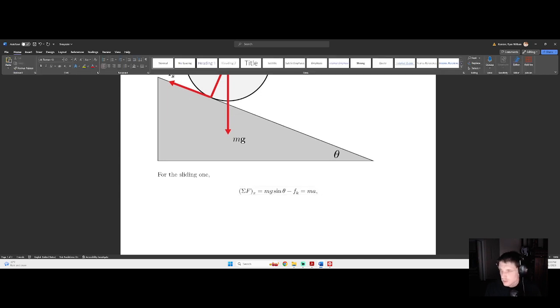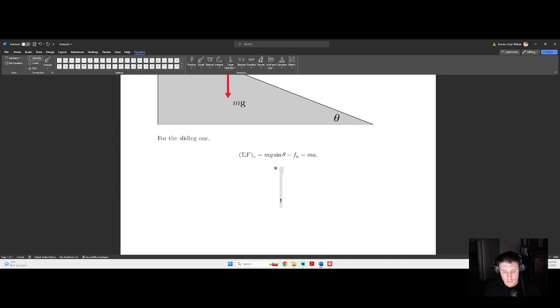Let's go down a few lines and write out the y equation. Sigma, yeah, good. There we go, it's late. Oh, Jesus. Okay, let's try this one more time.